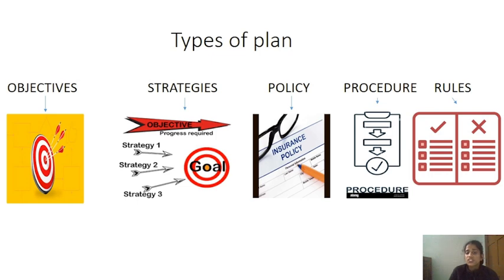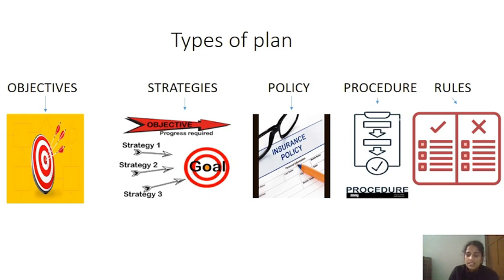Then procedure is step by step. Procedure is something related to steps. Just for an example, first we will make strategies and then we will implement them. We will then test the result, then we will compare, and on the basis of that we will make our next plans. And here the last comes rules.